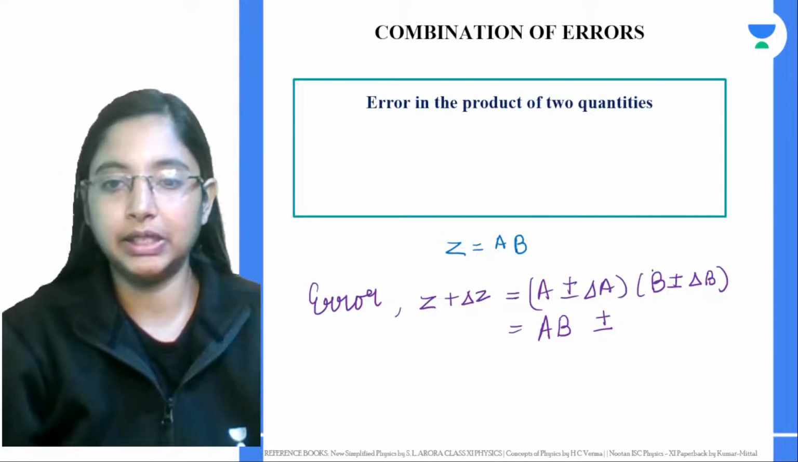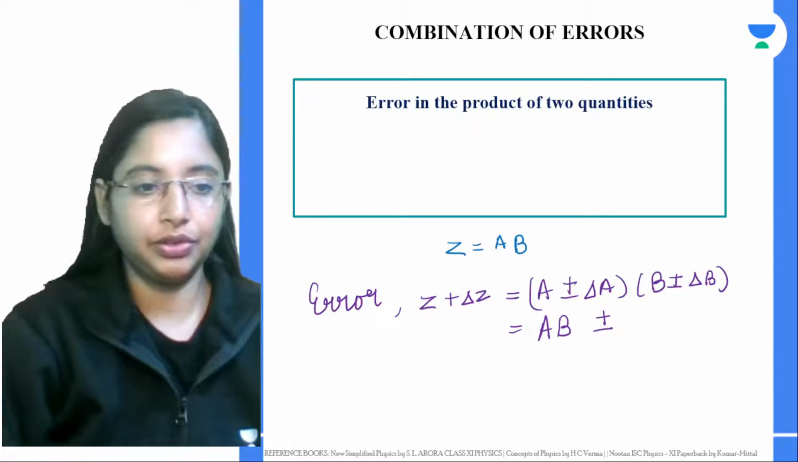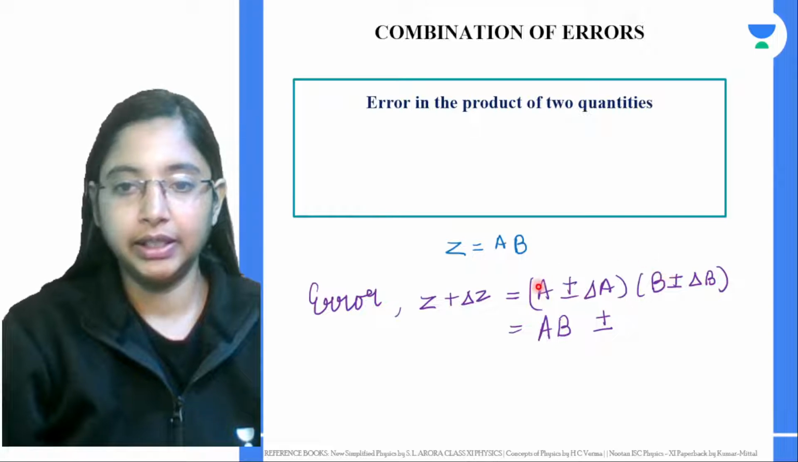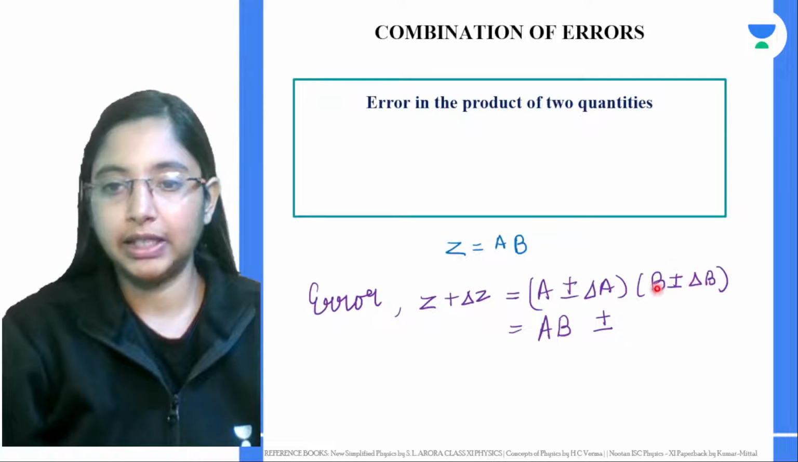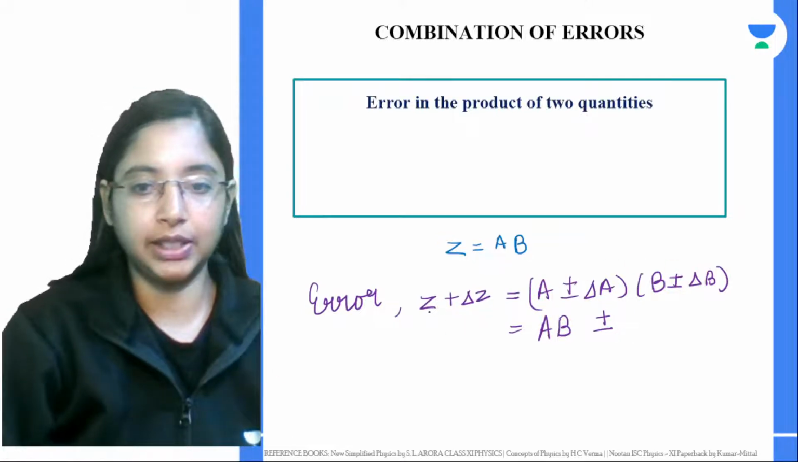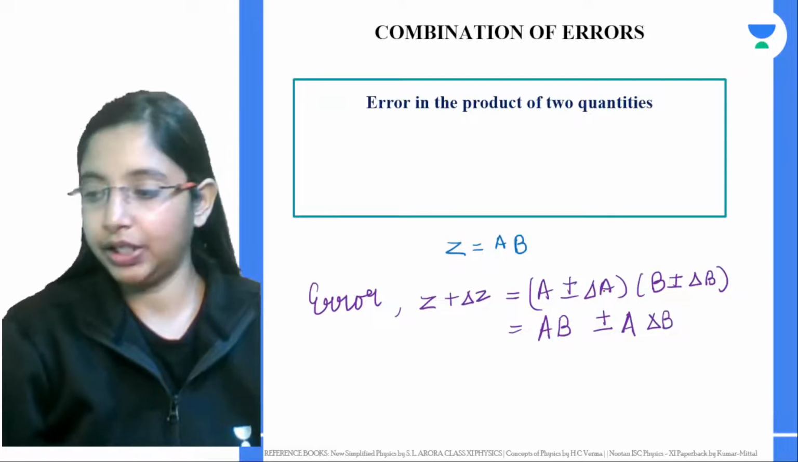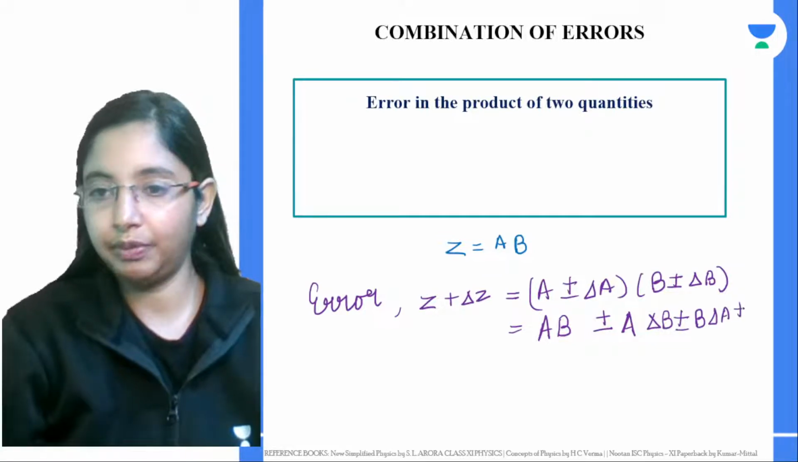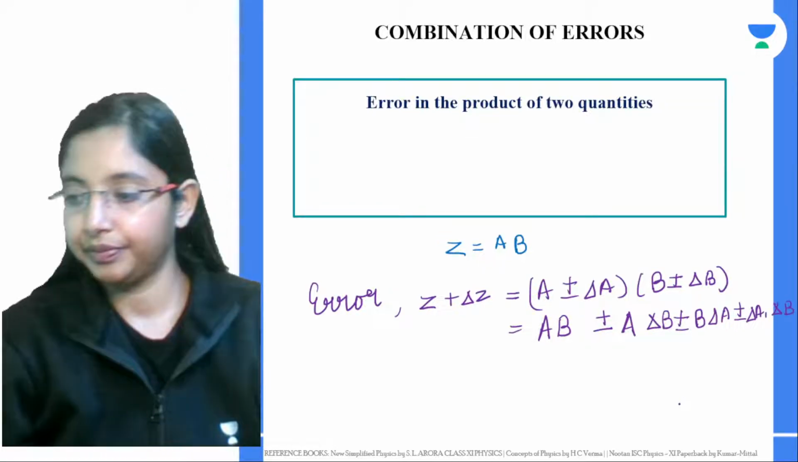Here be careful, you're multiplying. So the next set of quantities: first you took A into B. Next will be A into delta B, that will be plus or minus A into delta B. Next you will have B into delta A, so plus or minus B into delta A. Finally you will have plus or minus delta A into delta B.